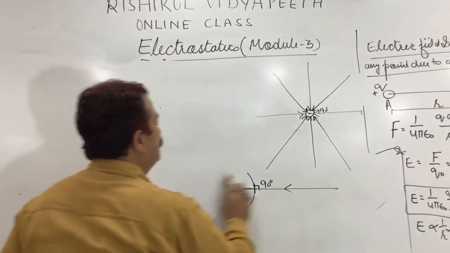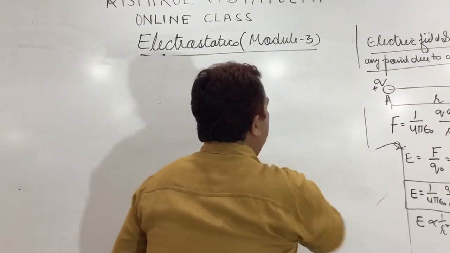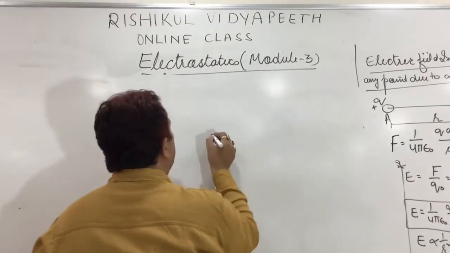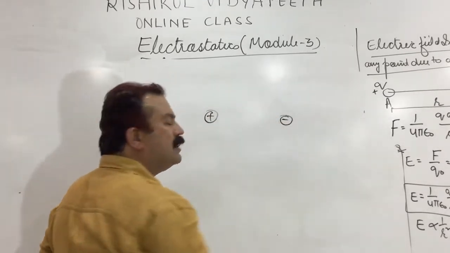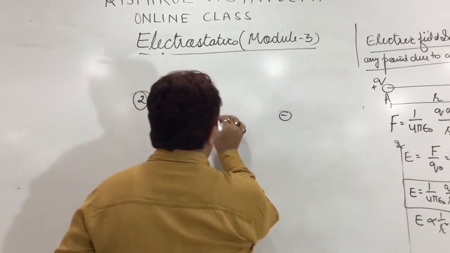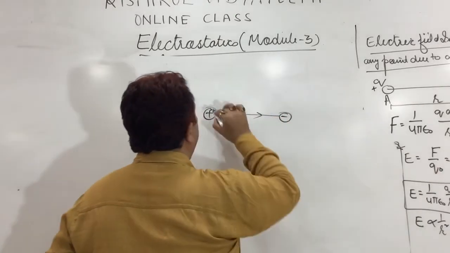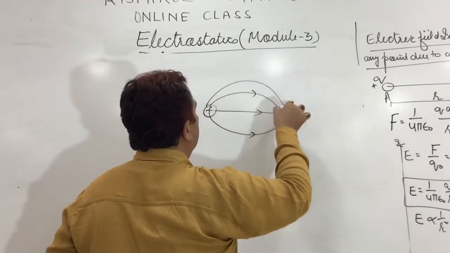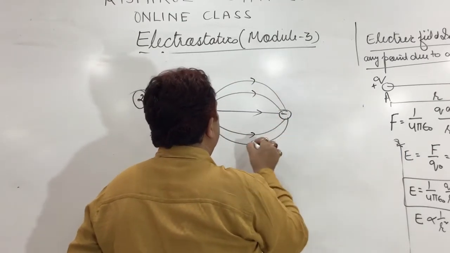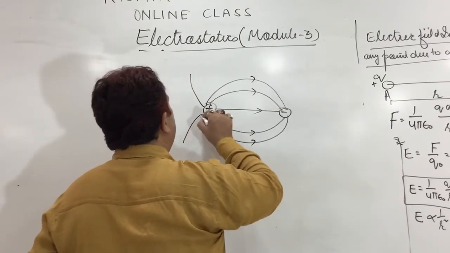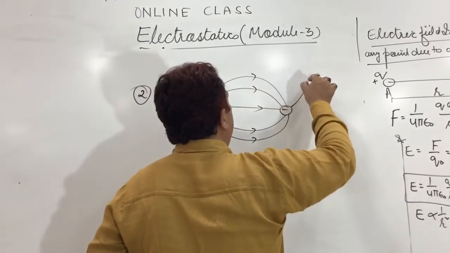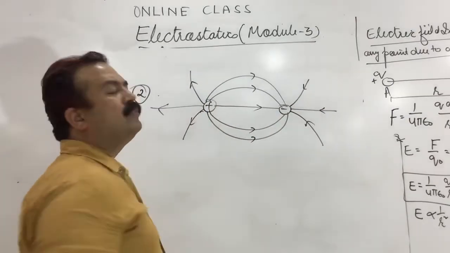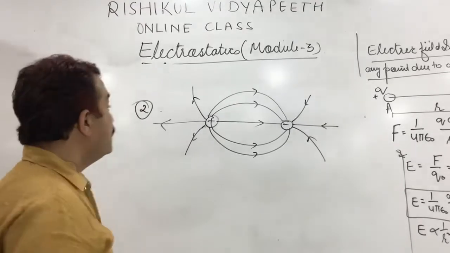Next property of electric line of force. I told you this here, again I am telling you the same thing in a different diagram. Next we can say, if we have a positive charge and a negative charge, electric lines of force always start from the positive and end at the negative. That we can show with the help of this diagram also. This is representing electric lines of force starting from positive and ending at negative. This is the electric line of force sketch again.